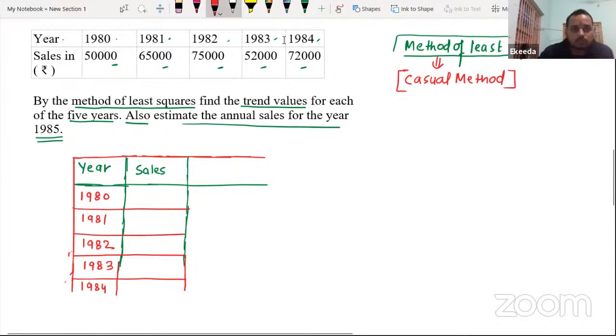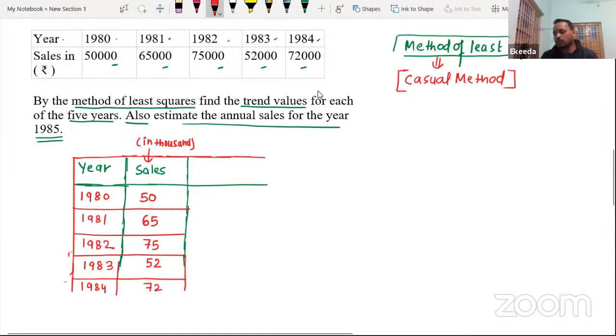Now we will write the corresponding sales values. So I am writing 50. 50 means I am writing it in thousands, in rupees. In the end we will multiply with the thousand. So to make our calculations easy, I am writing 75, so 75,000 simply 75, 52,000 simply 52, and it is 72. So I have written it.